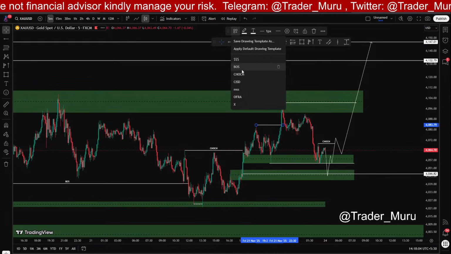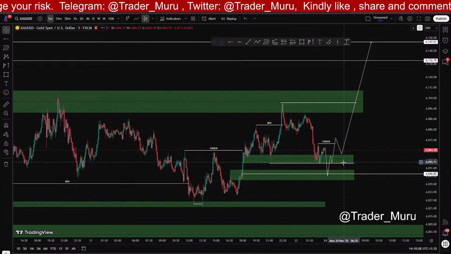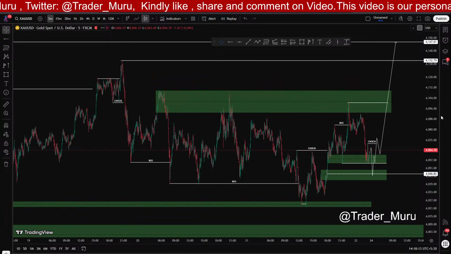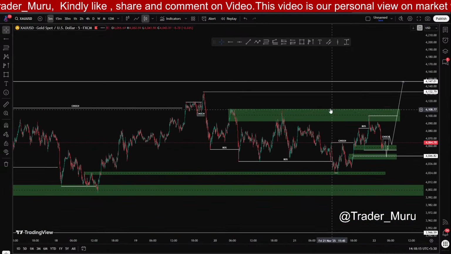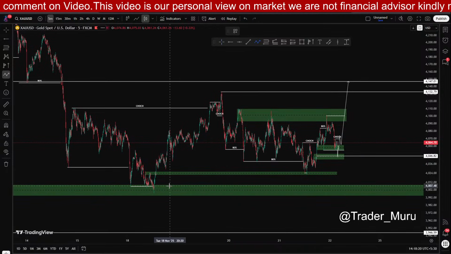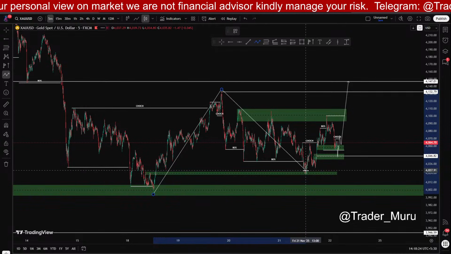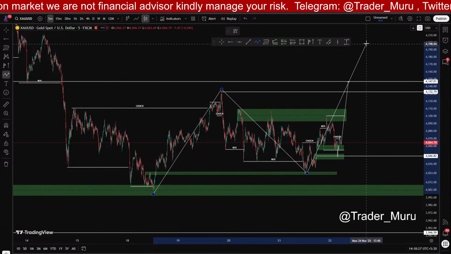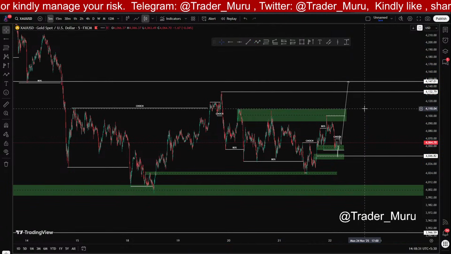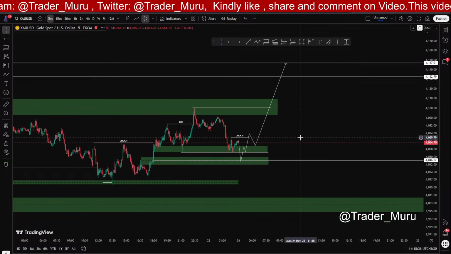We have multiple breakout structures here, and I'm expecting price to continue this momentum. Once it breaks this high, it will be much clearer to us, and then in the 1 hour time frame it will be like a change of character, a new higher low, then a new higher high, and then continue like this. Okay, so this is what I'm expecting in gold.